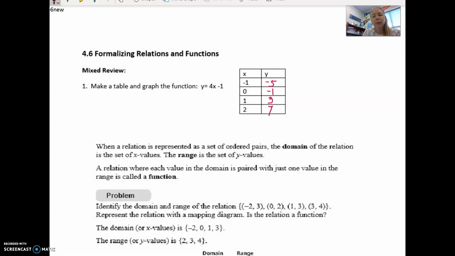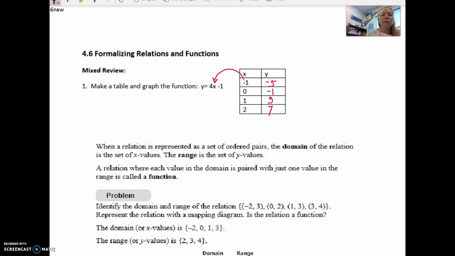Okay, so if I plug in -1 here, that gives us -4 minus 1 would give us -5. And then, of course, we could graph that function. We could see that it's a linear function. For every one x value, there is only one y value. And we're going to, again, kind of review that today.